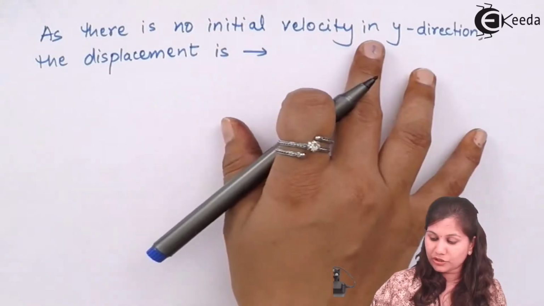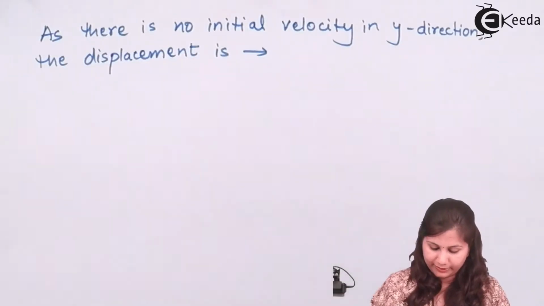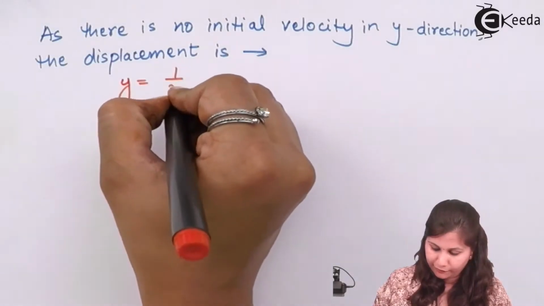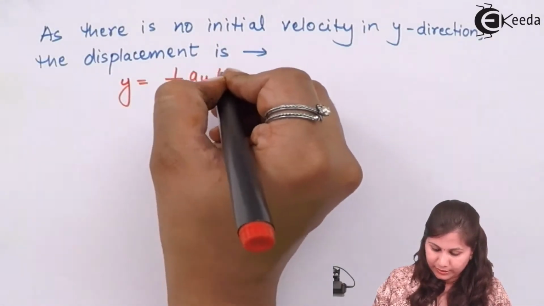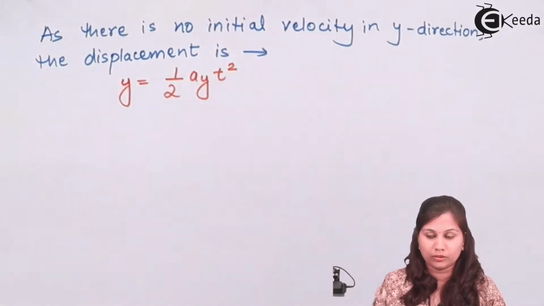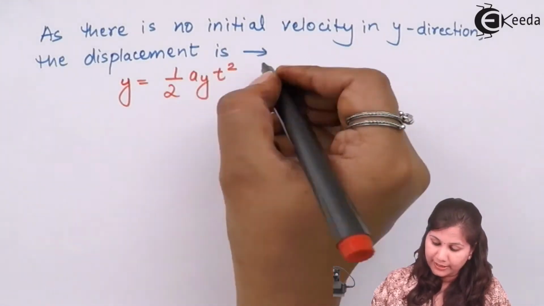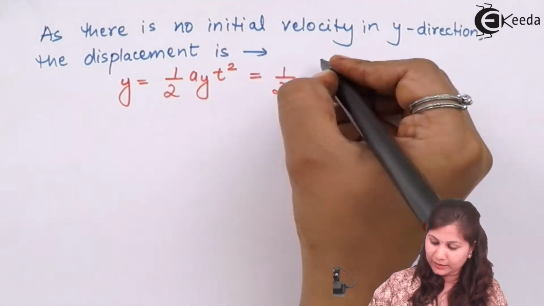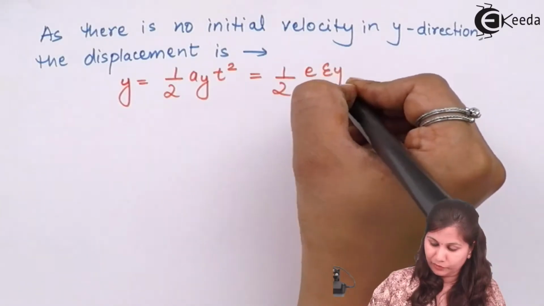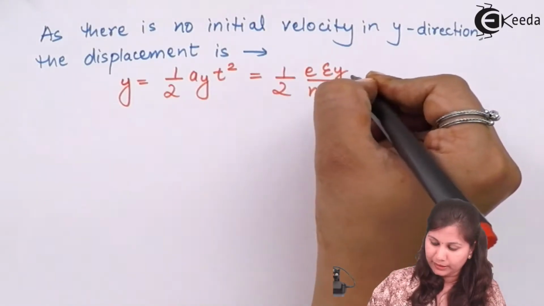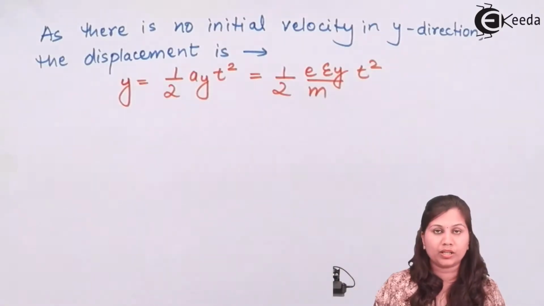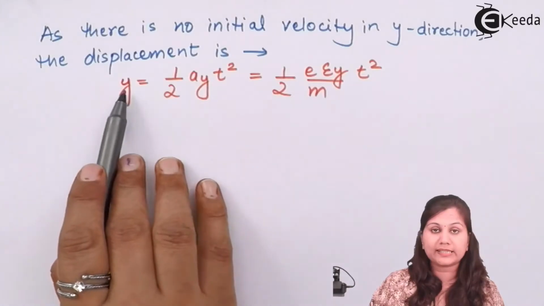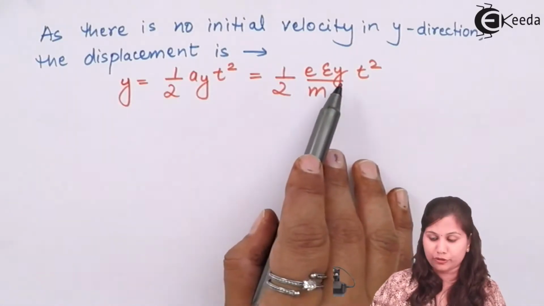So as there is no initial velocity in the y direction, we can write the displacement in the y direction as y is equal to half acceleration t square. Now here the acceleration we have already calculated. Half a_y is what? e E_y divided by m, and t square. This is the displacement in the y direction.